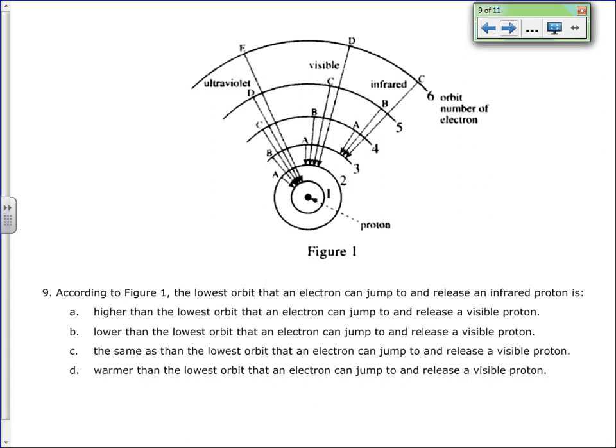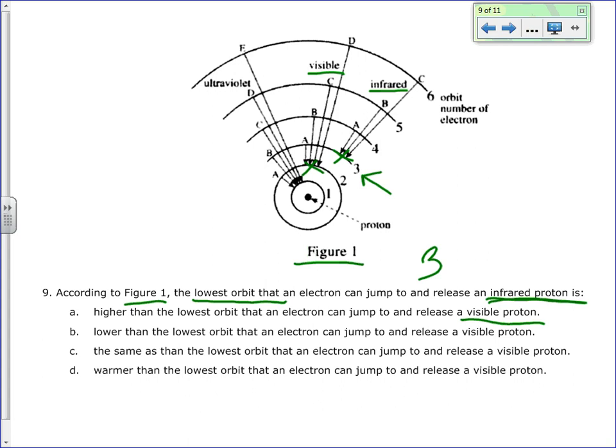So I looked at your one and I started at infrared. All right, so the lowest orbit that an infrared photon can jump to, we started at infrared, and you'll see all the infrared jumps stop here. So the lowest it can get is 3. And it says, and then have a visible photon. So I looked at that and then it goes on to 2. Excellent. The lowest visible can go is 2. So is 3 higher than, lower than, the same as, or warmer than 2? Higher than. Yeah, higher.